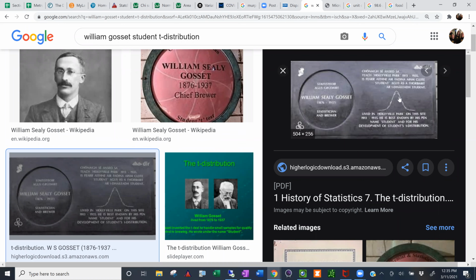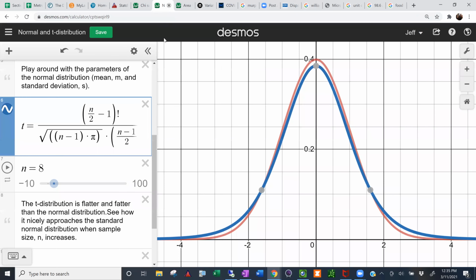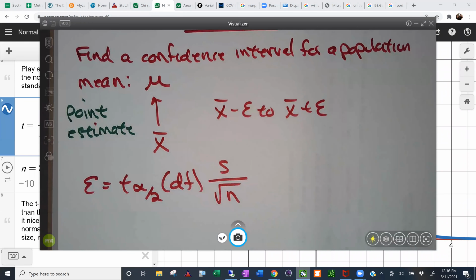It shows you, it seems to me, one of the important features of the student t distribution that you can see when you look at this little graph here. This is the Desmos link that I sent you on the normal and t distribution. Let's learn a few things about the t distribution. We'll call it our list of top facts.